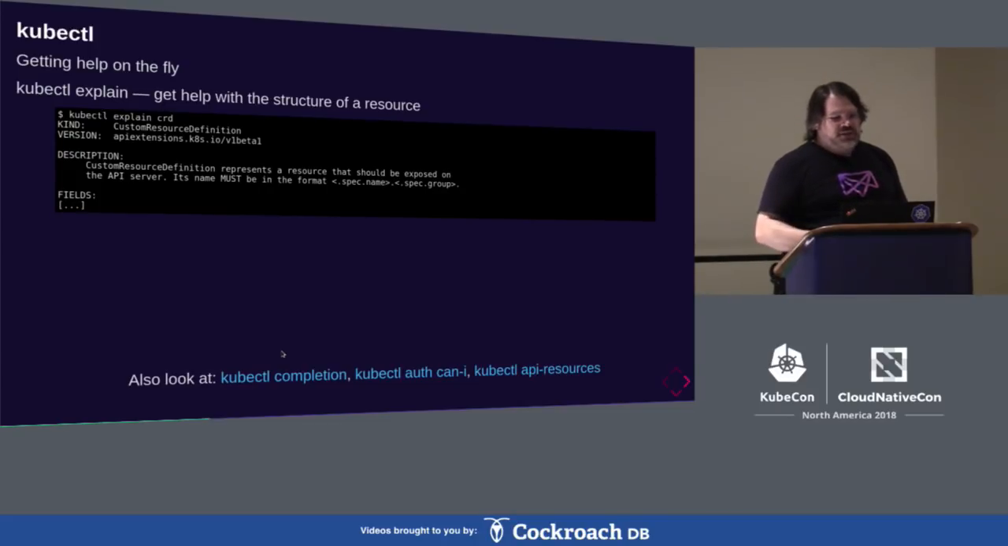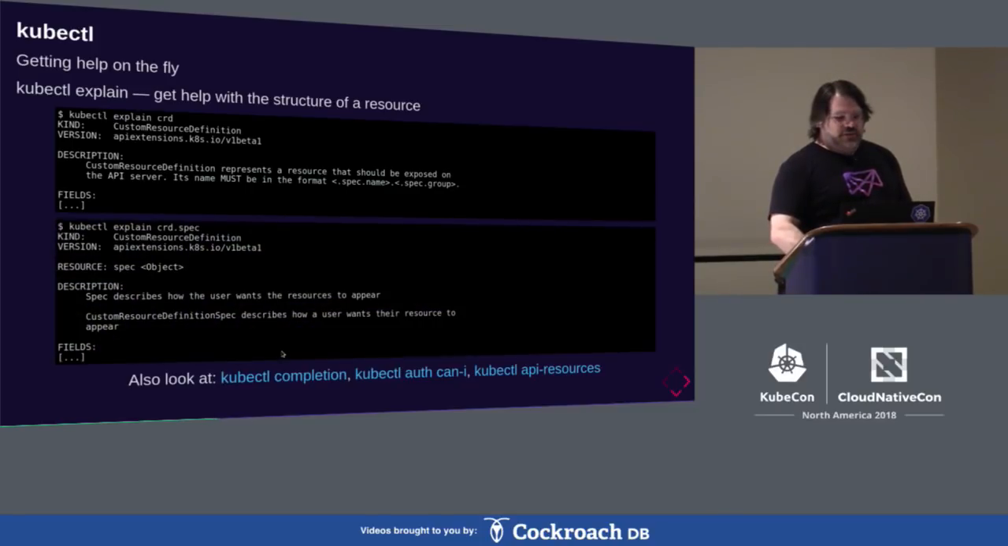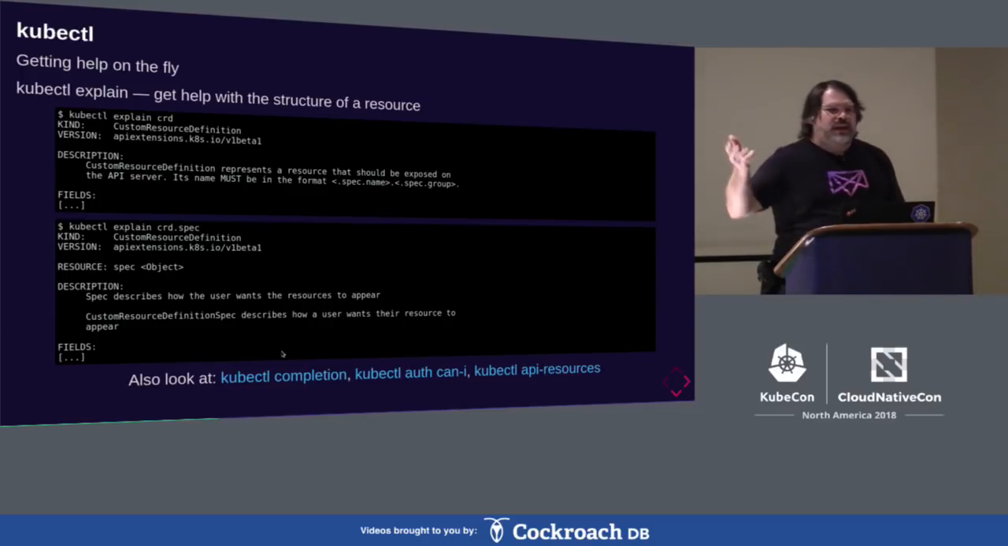You can say, explain crd, and it gives you a description of a CRD, a custom resource definition, and it gives you all the fields and a brief description of the fields. And if you say, well, wait a minute, I want more detail on that field, you can say, explain crd.spec, and it tells you all about all the subfields in the spec of a CRD. You can keep going as far down as you want. You can actually go all the way down to where it just says, hey, that's a string, this is the string, I have no more for you.